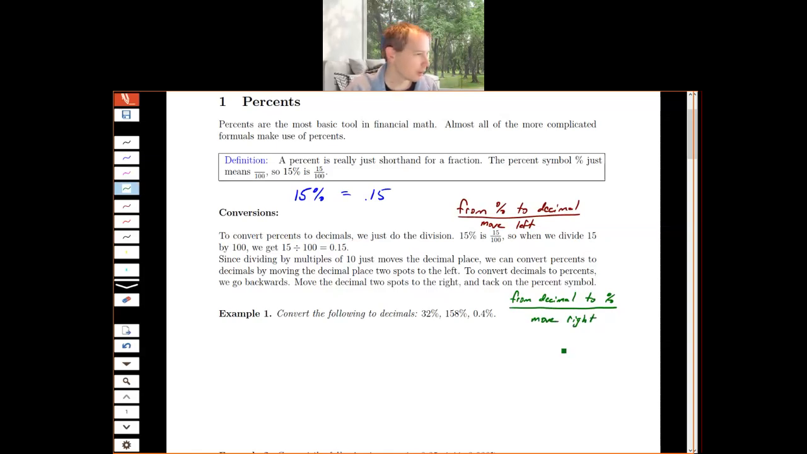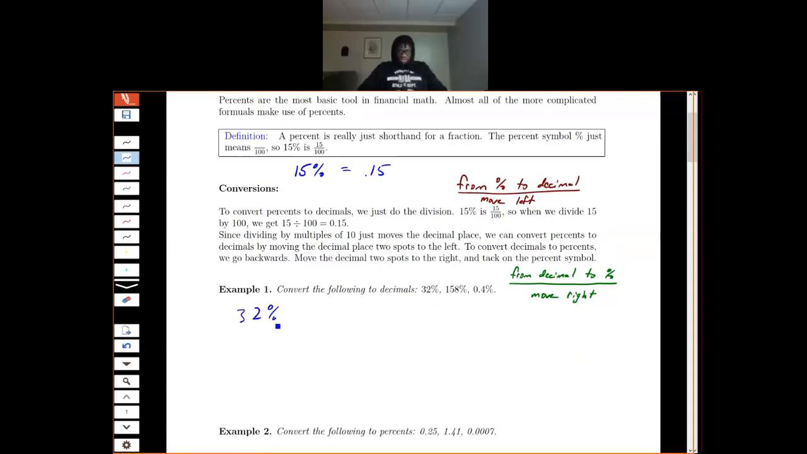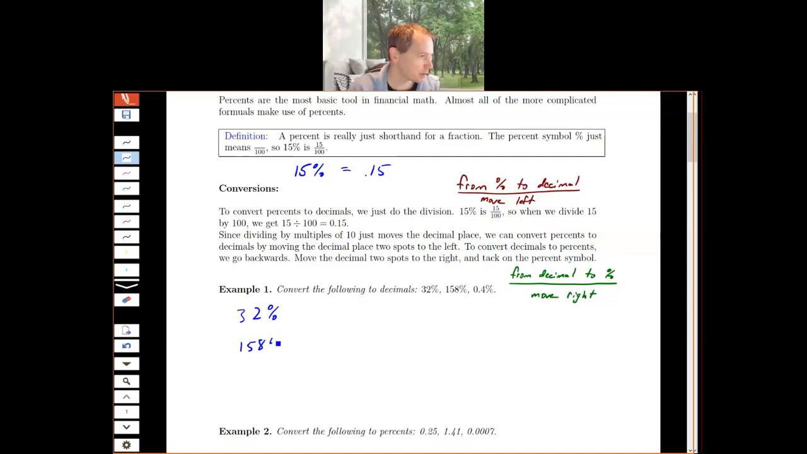So if I want to convert the following to decimals, suppose I have 32%, 158%, and 0.4%. This is just 32 over 100, so I move the decimal place left 2 places, 1, 2. That gives me 0.32. This is 158 over 100. Again, I just move the decimal place left 2 places, 1, 2, so I get 1.58.